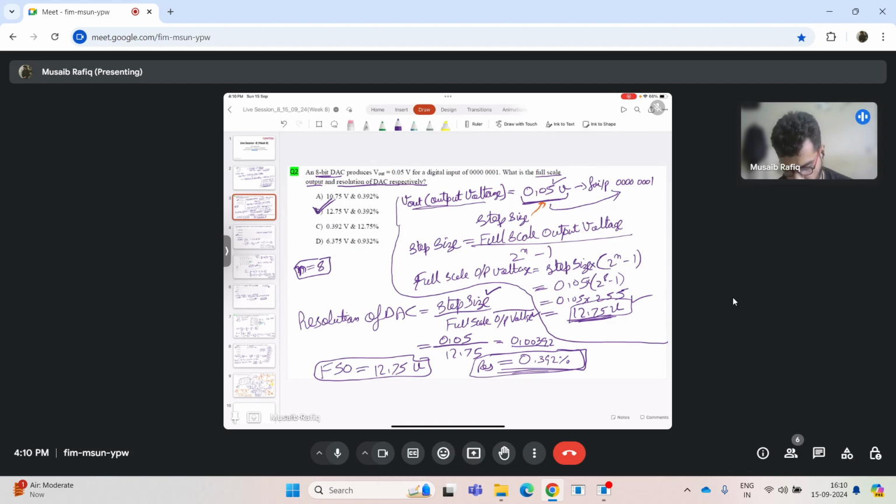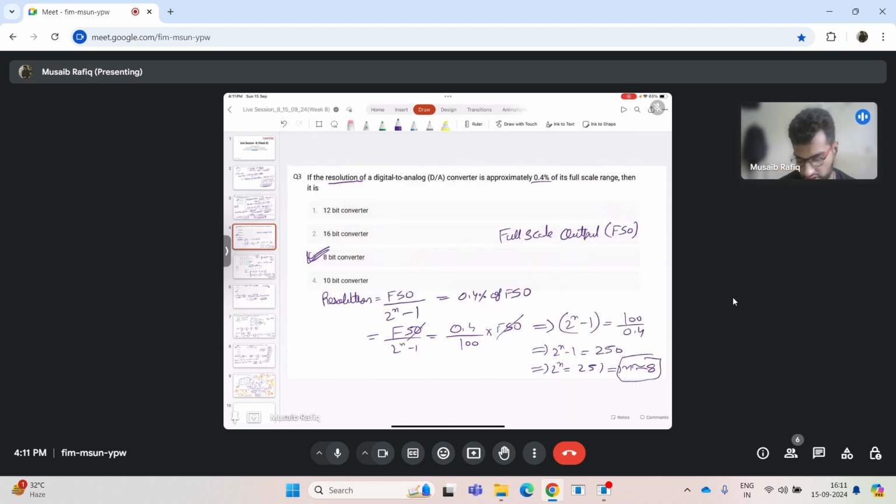That implies full scale output voltage is step size into 2 raised to power n minus 1. N is again 8. So 0.025 multiplied by 255 gives 12.75 as my full scale output voltage. Now resolution of a DAC is defined as step size divided by full scale output voltage. Step size I know, full scale output voltage I just found. So it is 0.025 divided by 12.75, that is 0.00392, and in terms of percentage it's 0.392%, right? So that is option B.